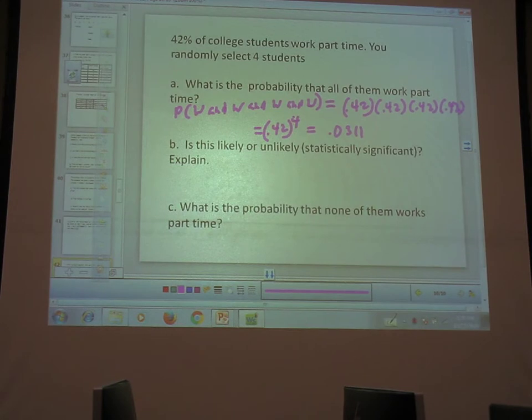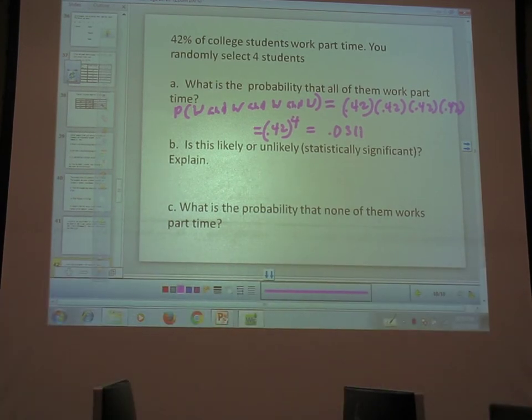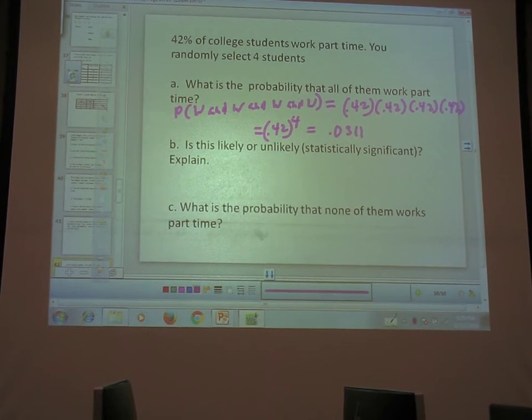What's the probability she does not work part-time? 58%. What's the probability she doesn't, and she doesn't, and she doesn't, and he doesn't? 58% to the fourth power. So it's really bad.